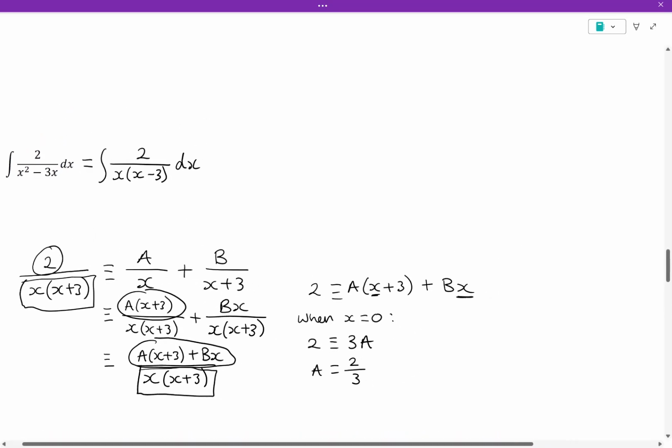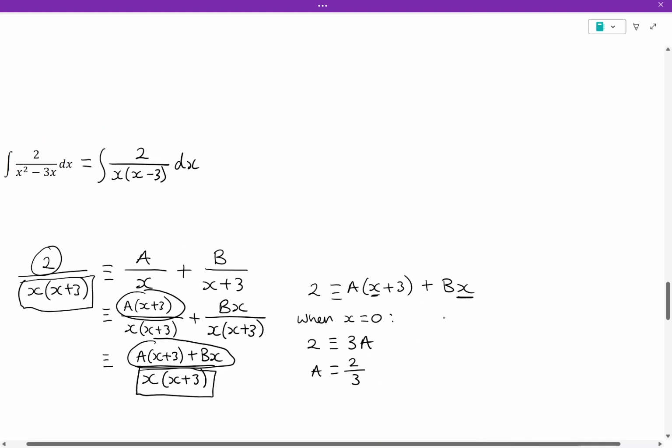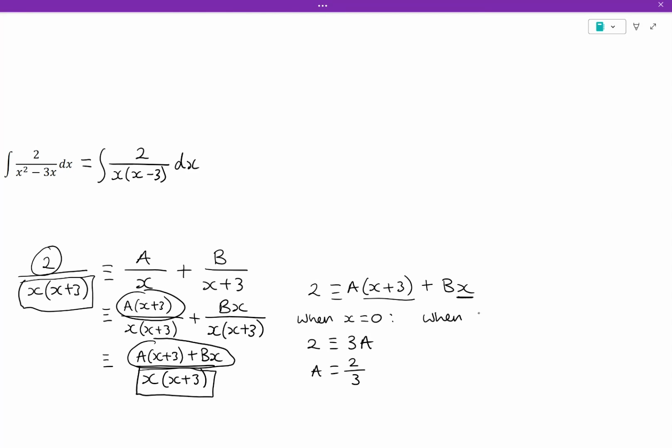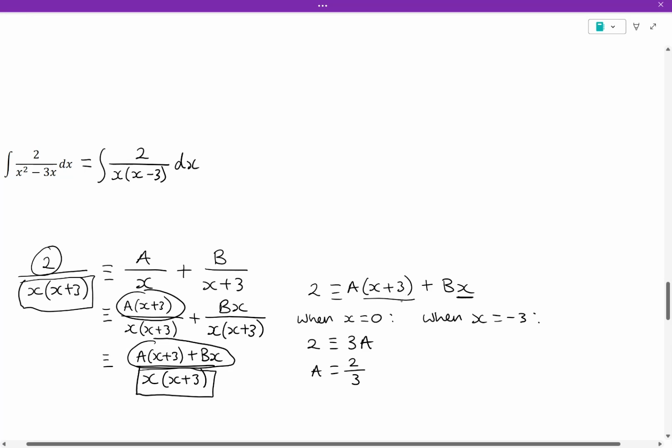Now we're going to think of another value that we could substitute in here. Given that this bracket is x plus 3, if we substitute x equals -3, we're going to get a good result. So when x is equal to -3, 2 is identical to 0a, as the bracket would be 0, so we'd just be left with b times -3, which would be -3b. So therefore, b would be equal to -2/3.